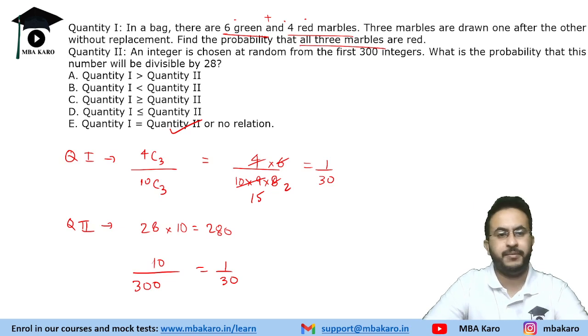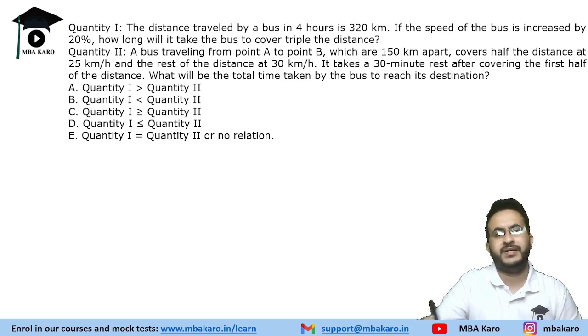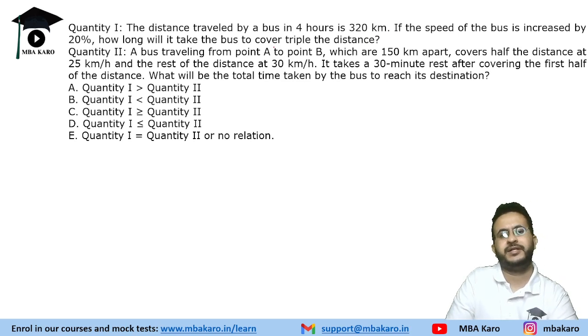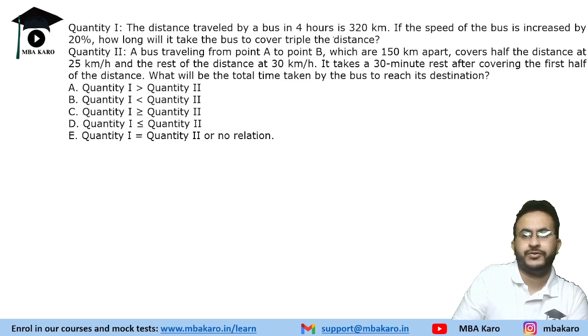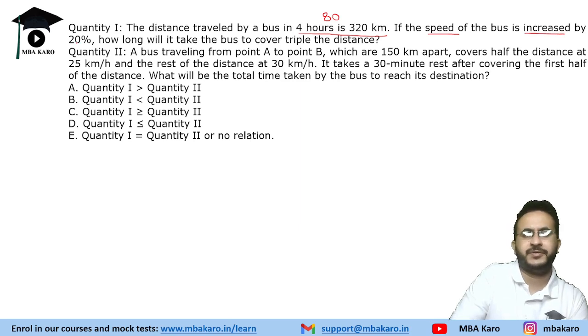So these quantity comparisons can be on any of the topics. The distance traveled by a bus in 4 hours is 320 kilometers, right? If the speed of the bus is increased by 20%, how long will it take the bus to cover triple the distance? Okay. So, distance in 4 hours is 320. So, speed will be 80. Speed is increased by 20%. So, speed is now, we can call it S dash, 96.